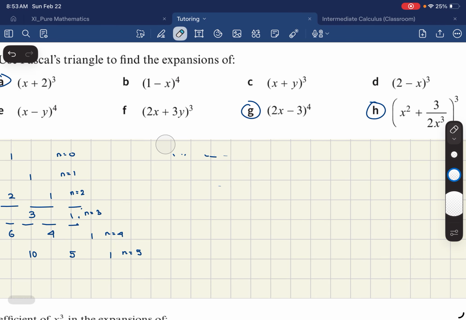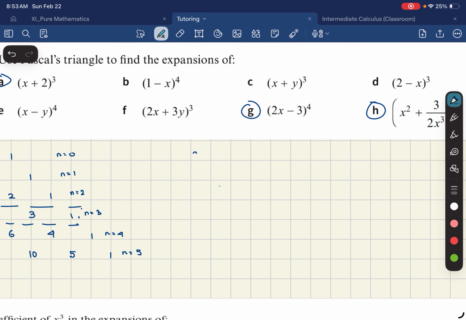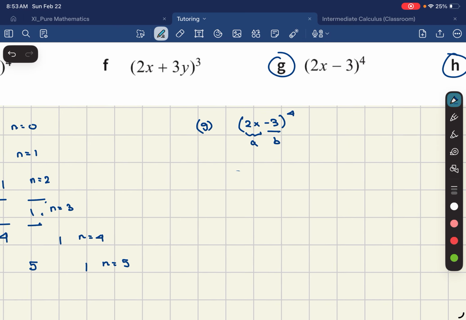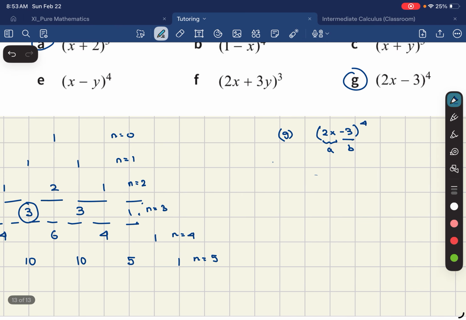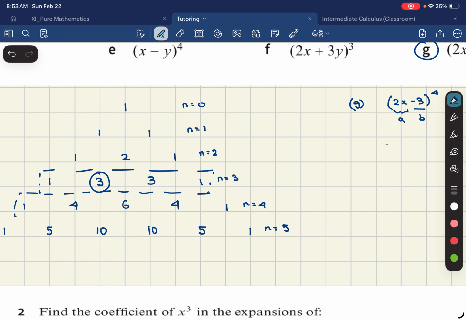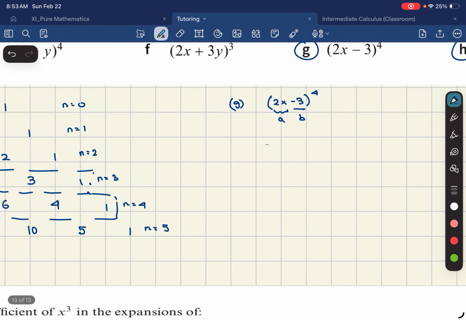So let's use Pascal's triangle to do G. I have 2x minus 3 to the power 4. And 2x is going to be my a, and minus 3 is going to be my b. Remember that you have to take the signs and the coefficients into consideration. So you go to n is equal to 4, and you use these.